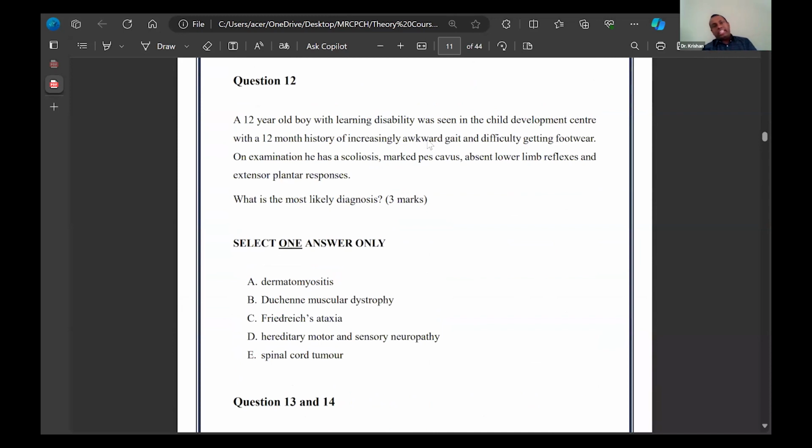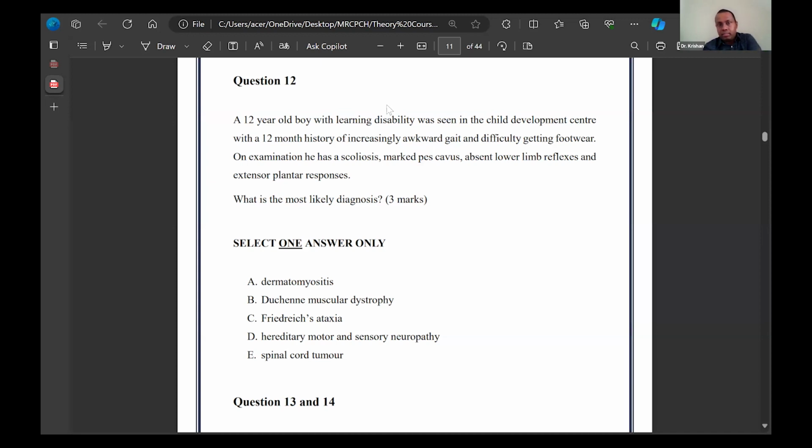Next question. A 12-year-old boy with learning disability was seen in the Child Development Center with a 12-month history of increasingly awkward gait and difficulty in getting footwear. On examination, he has scoliosis, marked pes cavus, absent lower limb reflexes, and extensor plantar response.